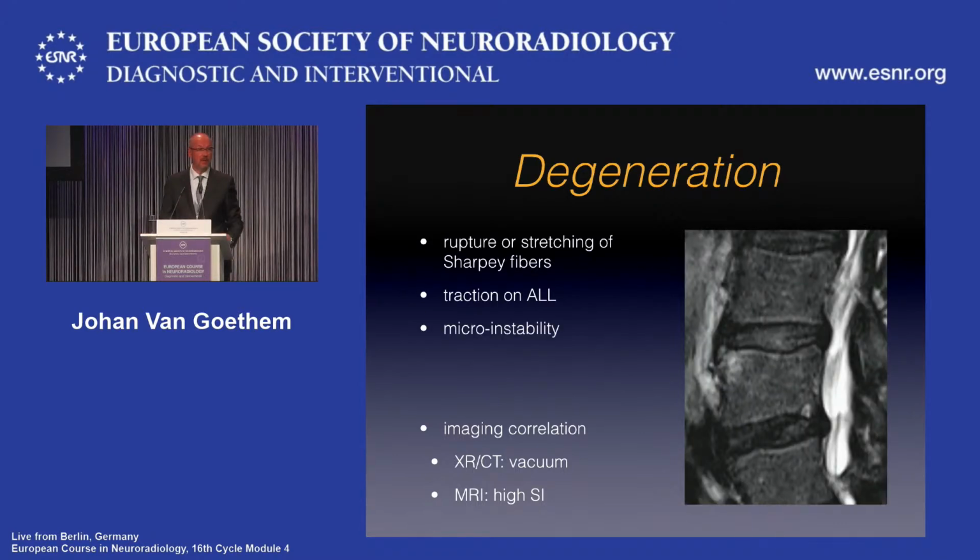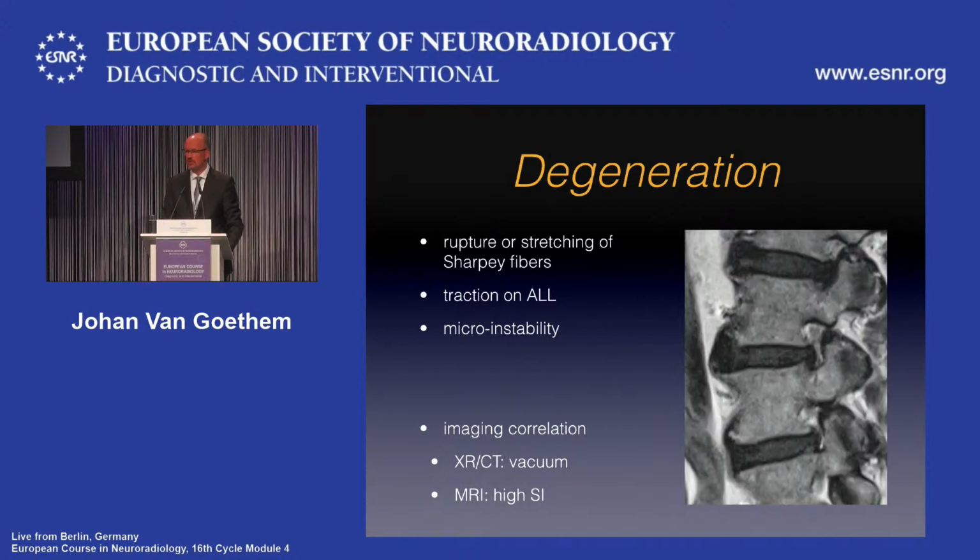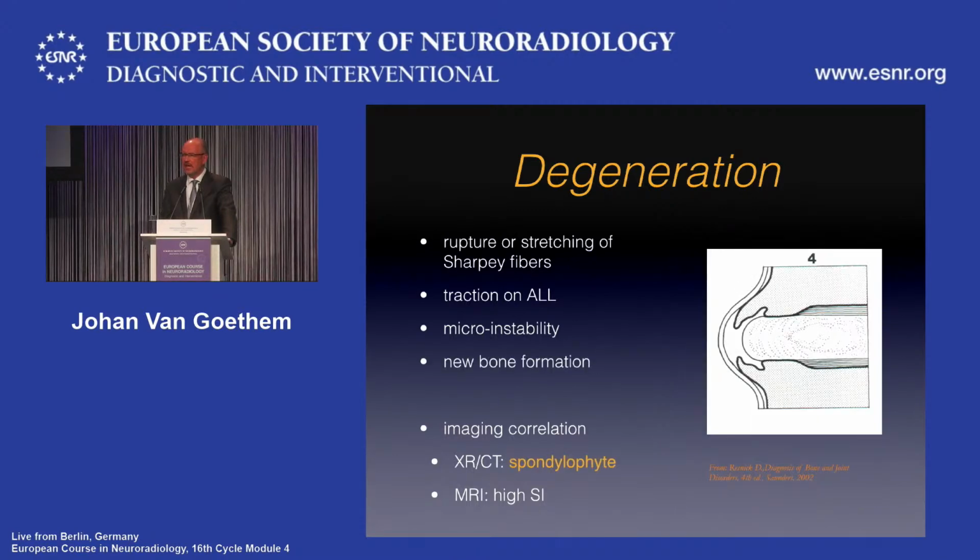And there might be accompanying edema. Not all edema in vertebral corners is due to spondyloarthropathies. It might also be due to degenerative disc disease. It leads to microinstability, and the microinstability leads to formation of the spurs, stretching of the annulus, and all of the changes we see in degenerative disc disease.